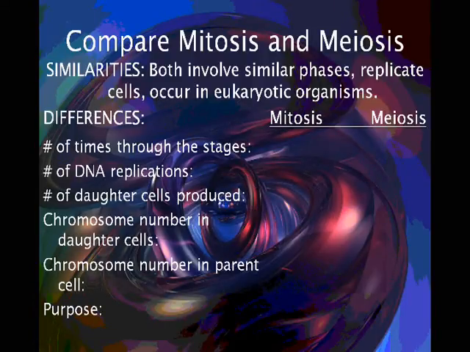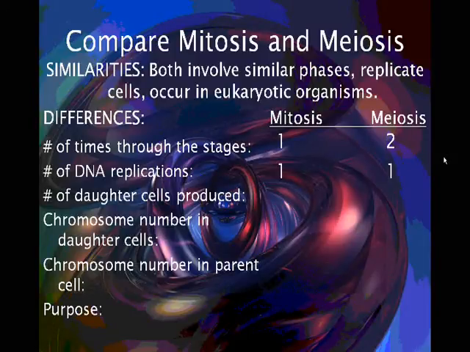We also need to compare mitosis and meiosis to see the differences and similarities. The names are very similar, so it's easy to get them confused. They both have similar phases, they both are replicating cells, and they both occur in eukaryotic organisms, but there are also some key differences. The number of times that the cells go through each of the stages, in mitosis is only once, in meiosis that occurs twice. Mitosis only has one cell division, meiosis goes through two cell divisions. The number of DNA replications, though, is the same. Both mitosis and meiosis have the same number of DNA replications.